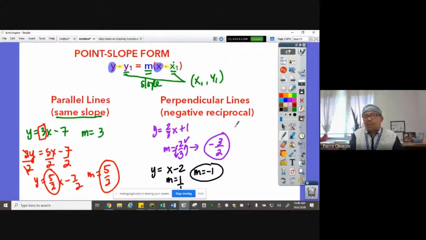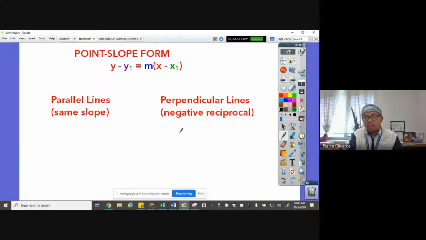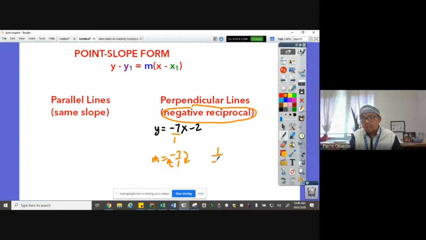Okay, so one more. Let me delete everything here. Let's say the equation is y is equal to -7x minus 2. Remember that there's an invisible 1 right here. So the slope here is -7/1. But when we try to get the slope that we will use for perpendicular, we have to use the negative reciprocal of the slope. So in this case, this -7 goes down, the 1 goes up, so it becomes 1 over -7. But remember, we have to flip the sign because it's negative. So negative times negative will be positive. So the answer is 1/7.